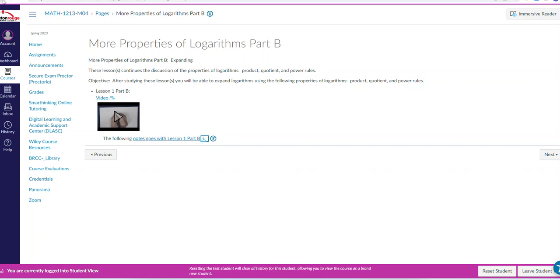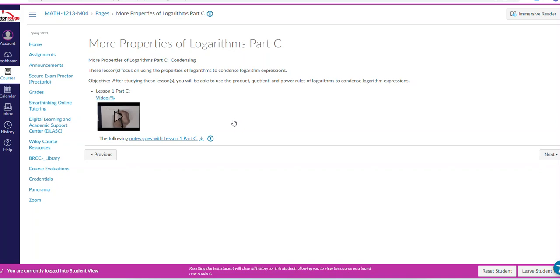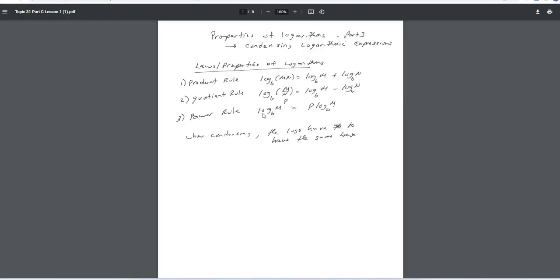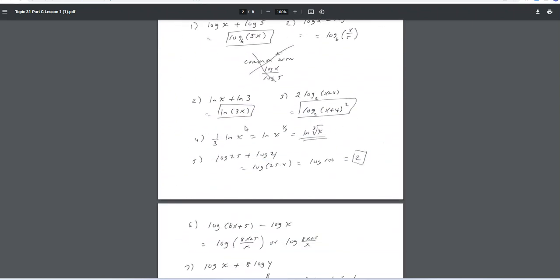Then you go to lesson C, and same thing here. Now this is one in condensing, so that's going to go with part C. I'm sorry, with worksheet 4. So this still deals with the product rule, quotient rule, power rule, and notice the rules again here, except when you're condensing, you're kind of going the other way. So you're going from multiple logarithms to a single logarithm. See the one in the little box?